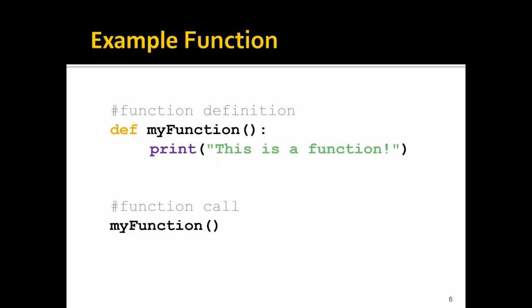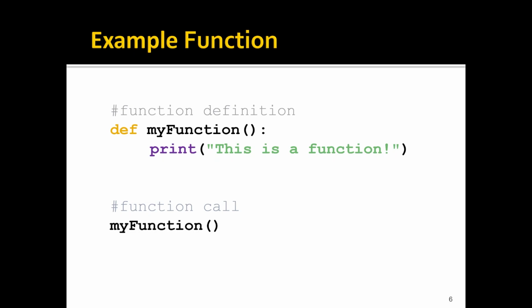Here is a simple function example called myFunction that only contains one single line, in this case a print statement that says this is a function. But note there are two components to a function. There's the function definition, so the def statement, and the function call, where we reference the name of that function.